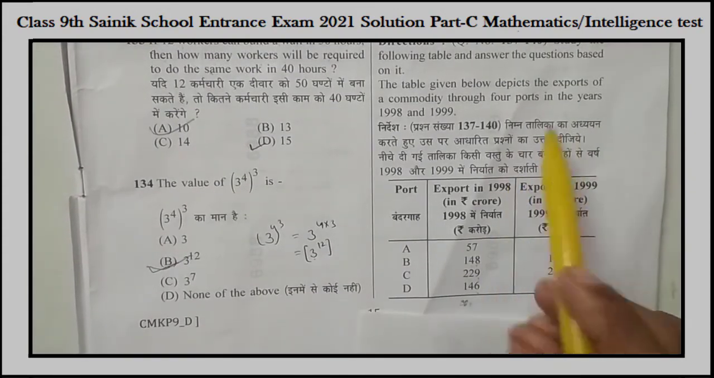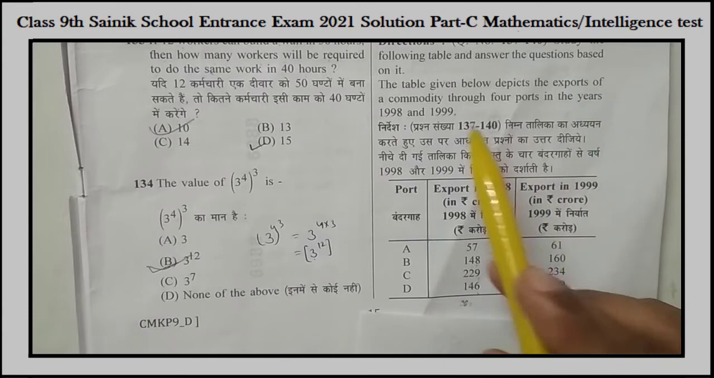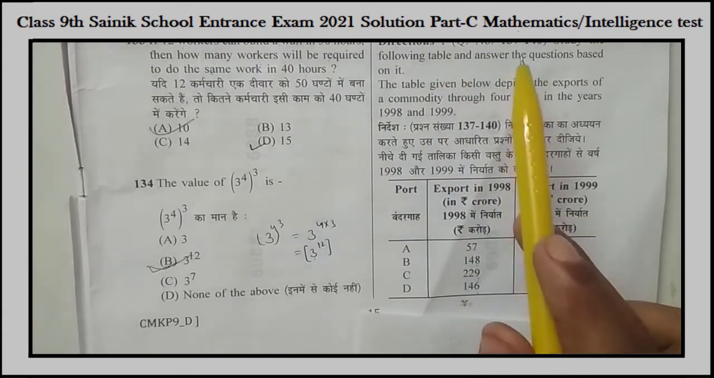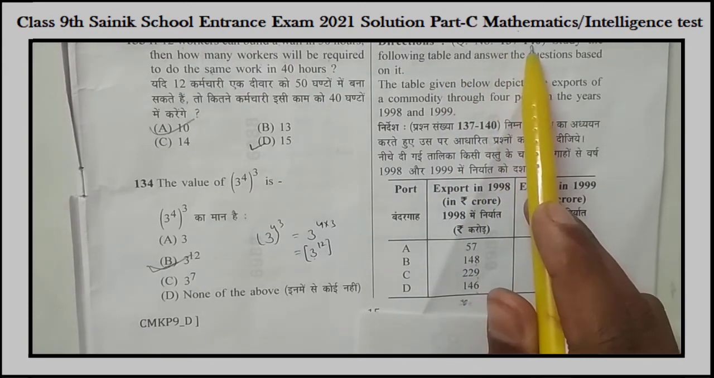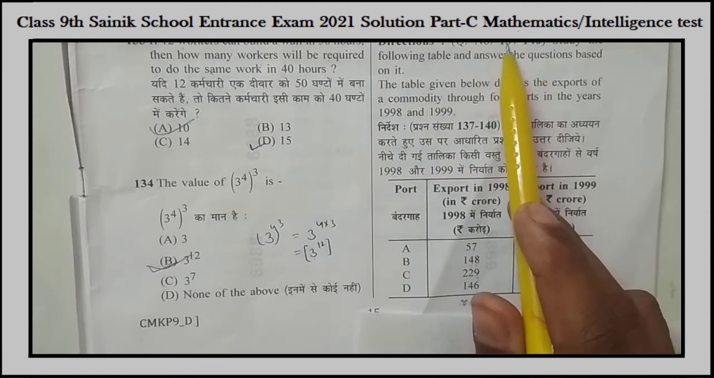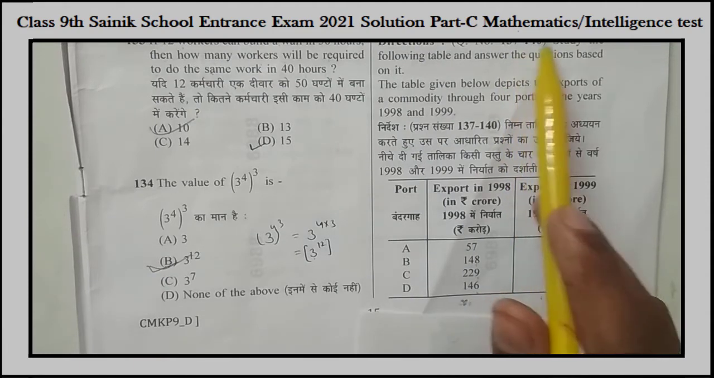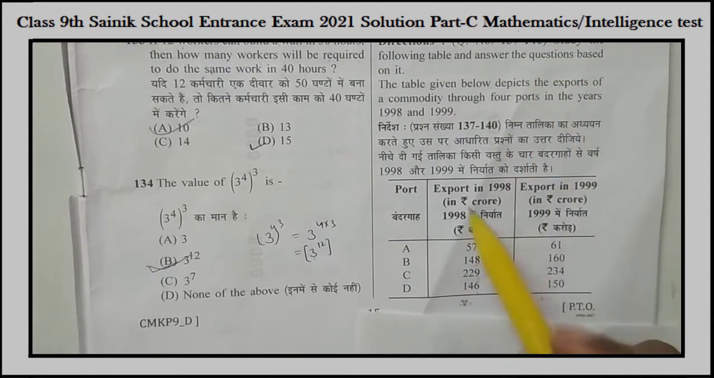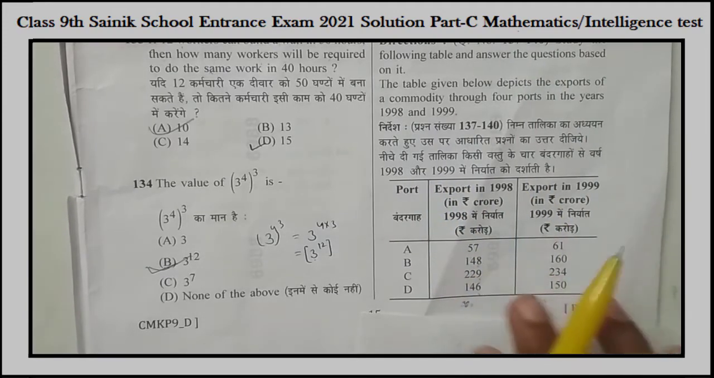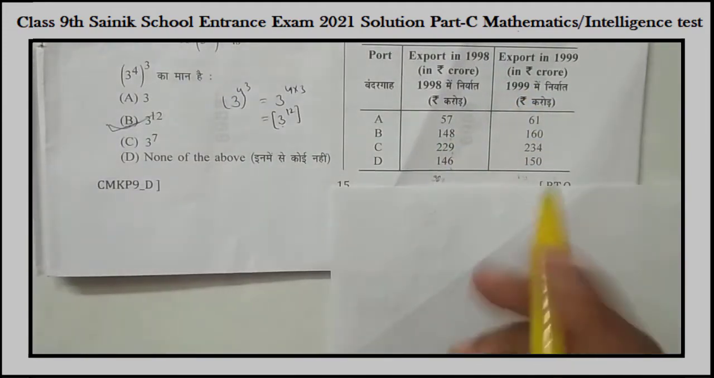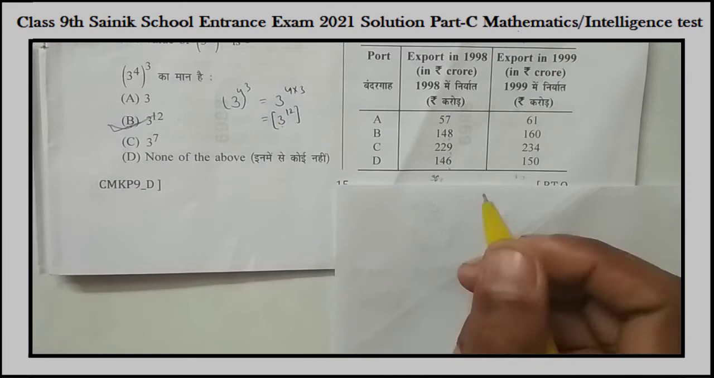What is the next question? The next question is 137 to 140. All these questions, 137, 138, 139 and 140, all these 4 questions will follow this table. So let me write this table over here.